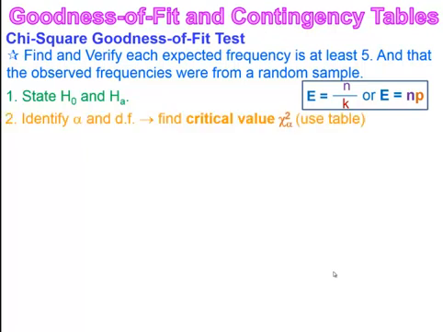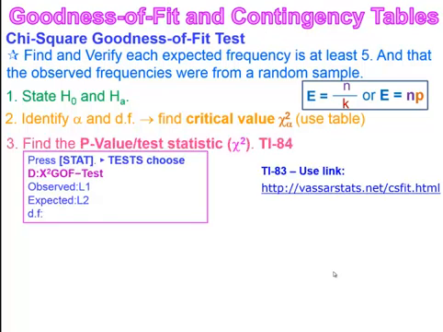Next, you're going to find the critical value by using the table. You could do the p-value, but in our exercises, we will be using the critical value from the table. To find it, you're given a level of significance, or alpha, and you find your degree of freedom by the categories minus 1. Then you look it up on the table, and you'll have your critical value.